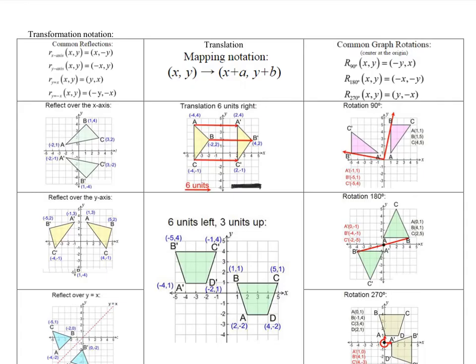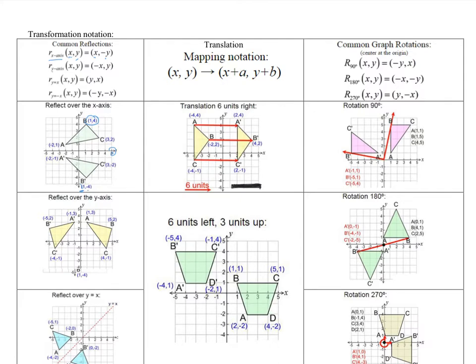Now I'm going to give an overview of transformation notation. Let's first look at the common reflections. The first one is about the x-axis. If we reflect about the x-axis, then the x-coordinate will remain the same, but the y-coordinate will take the opposite number. If we look at the coordinate 1, 4 and reflect that point about the x-axis, the x-coordinate remains the same, and the 4 takes the opposite, which is negative 4.